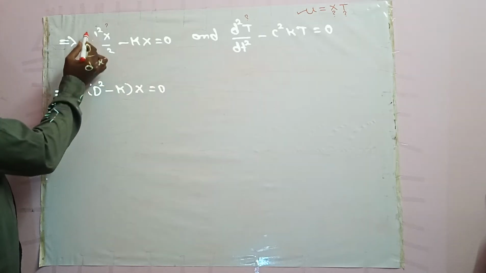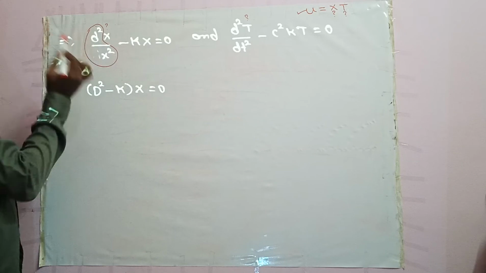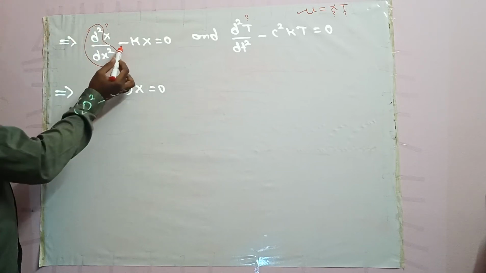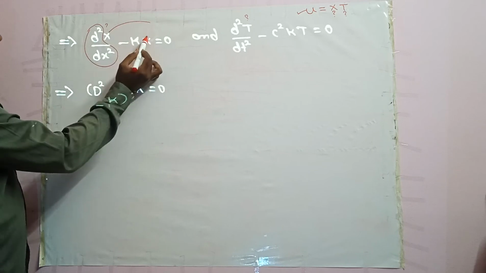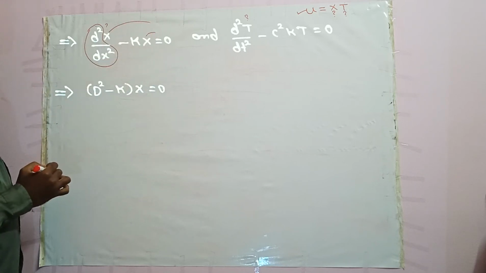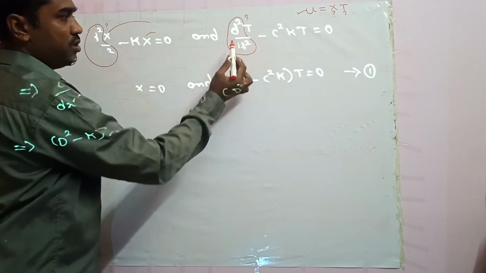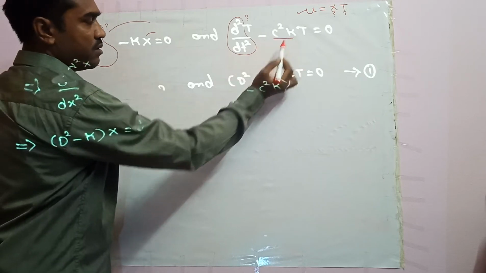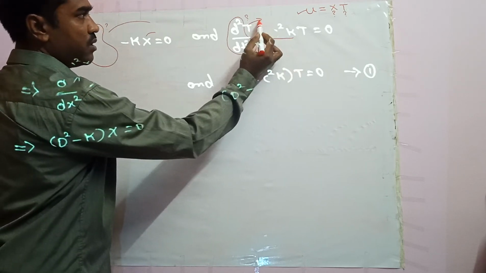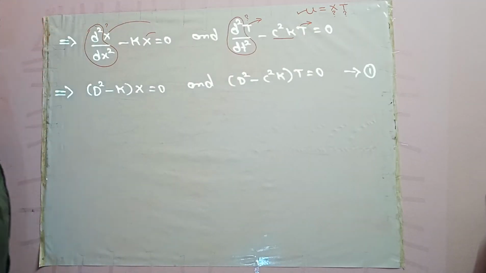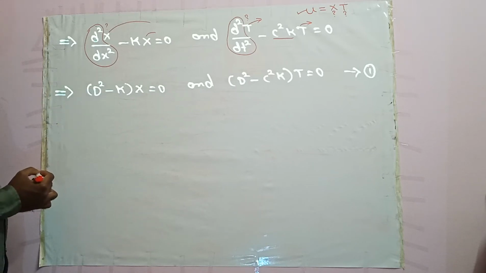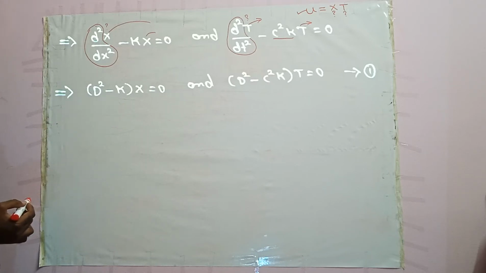What have we done? We write this as (D squared minus k) X will be taken out, and we can write this as (D squared minus c squared k) T will be taken out as common. Now what is the next procedure to solve the differential equation? We need to find the roots of the auxiliary equation. Now let us find the auxiliary equation first.